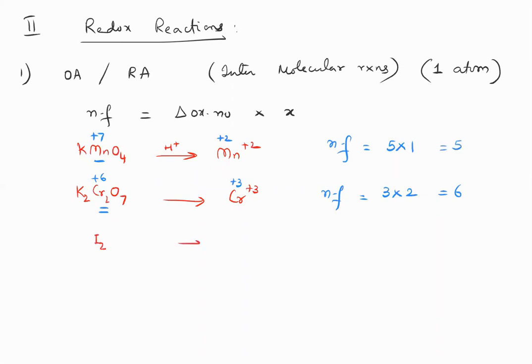If you have I2 changing to I minus, then it's going from 0 to -1. So the N factor becomes, change is 1, and there are 2 iodines. So N factor becomes 2. And last one, if I give you the same reaction as I minus gives I2. Now, in order to balance, you might be tempted to put a 2 here. Whether you put a 2 or no, it doesn't matter. When asked for the N factor, it's changing from -1 to 0. So change is 1 and only 1 iodine.